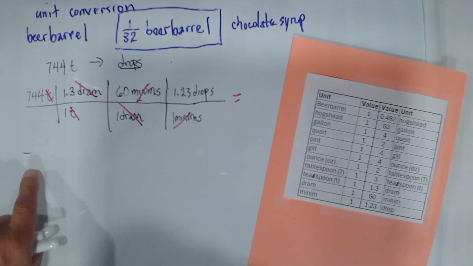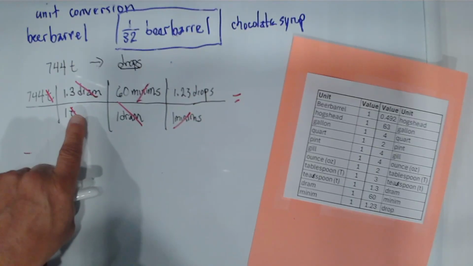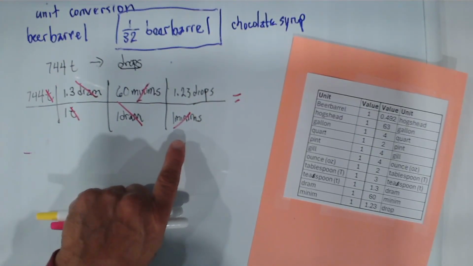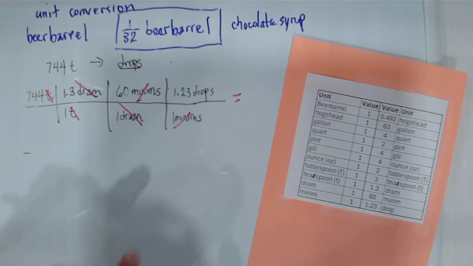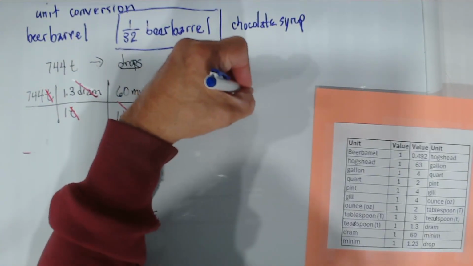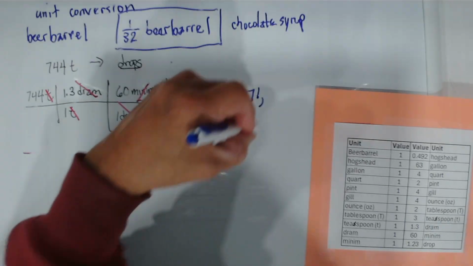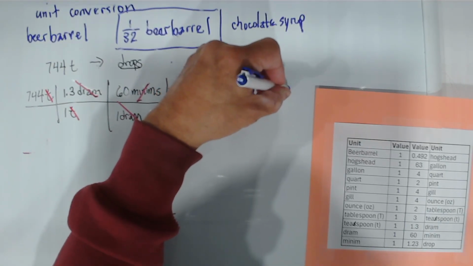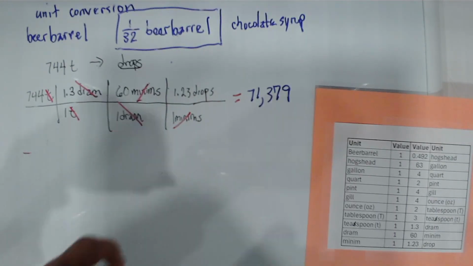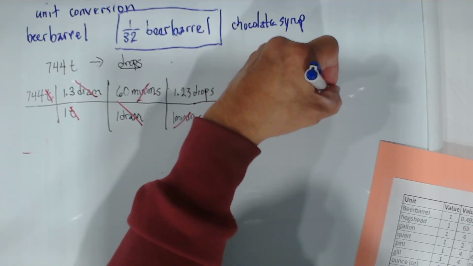So when we do that calculation of 744 times 1.3 times 60 times 1.23, what do we end up with? We end up with a whole lot of drops. We get 71,379.36 drops.